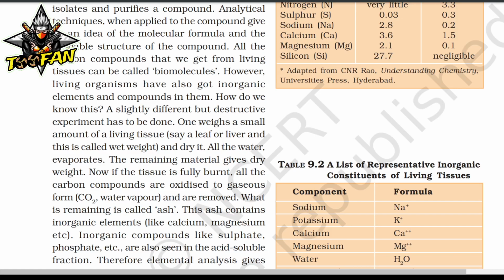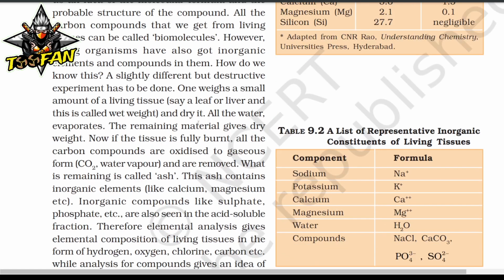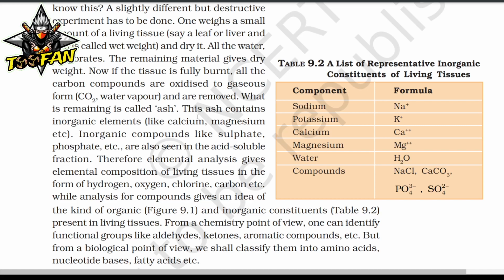This ash contains inorganic elements like calcium, magnesium, etc. Inorganic compounds like sulfate, phosphate, etc. are also seen in the acid soluble fraction. Therefore, elemental analysis gives elemental composition of living tissue in the form of hydrogen, oxygen, chlorine, carbon, etc. While analysis for compounds gives an idea of the kind of organic and inorganic constituents present in the living tissue.